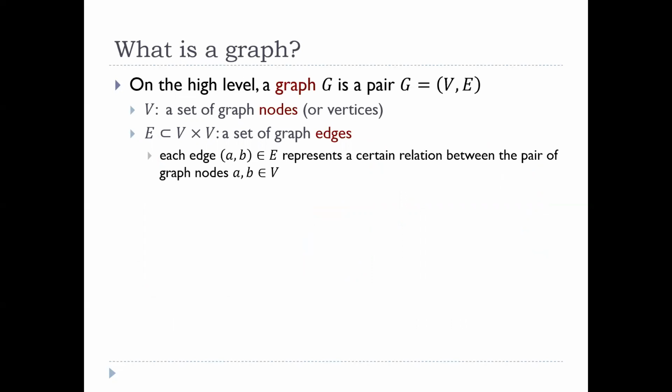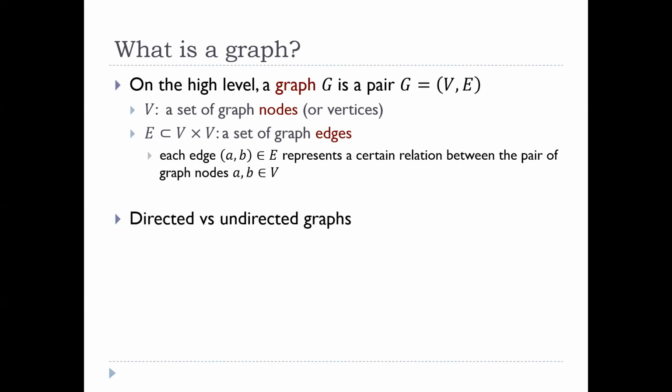But what is a graph? Well, mathematically, a graph G is basically a pair, V and E, where V is called graph nodes. Like in the social network, the nodes represent persons. And E is basically a subset of pairs of nodes. These are called edges, where an edge, a pair of nodes A and B, represents either some relation between the pair of graph nodes, or, say, the distance between them, and so on.